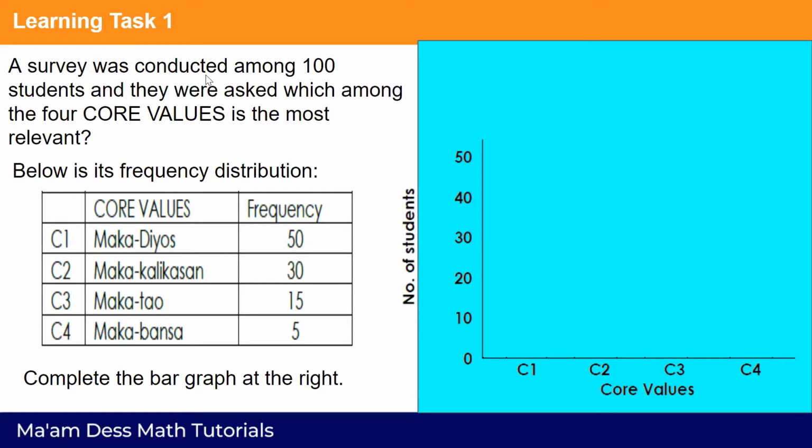A survey was conducted among 100 students and they were asked which among the core values is the most relevant. Below is the frequency distribution. We have the core values: C1, Makadiyos; C2, Makakalikasan; C3, Makatao; C4, Makabansa. And the frequencies are 50, 30, 15, and 5. Complete the bar graph at the right. You can pause the video and try to answer.